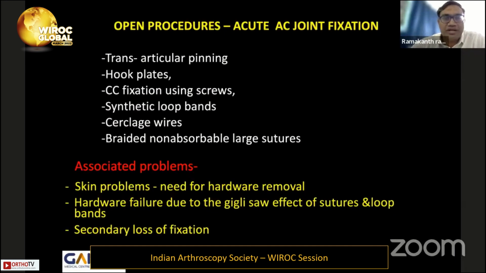So the open procedures for acute AC joints, where these procedures are used: transarticular pinning, hook plates, CC fixation screws, synthetic loop, circular wire, braided, non-absorbable large sutures. But these are associated with problems like skin problems, hardware failure, and secondary loss of fixation.